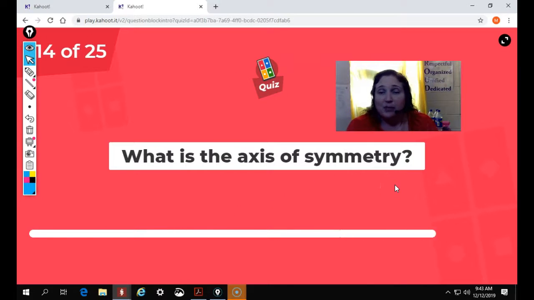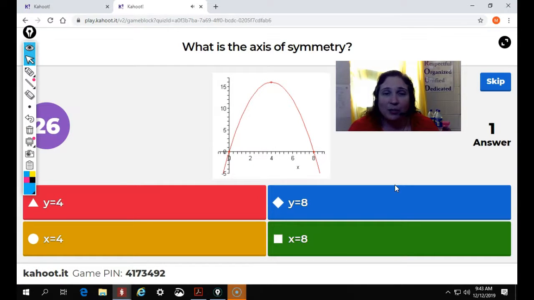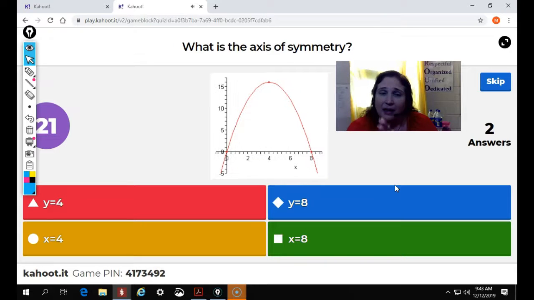What is the axis of symmetry? Okay, again, you're looking at where is the turning point. After you've had the turning point, that's going to be that line, that x value is going to be your correct answer.